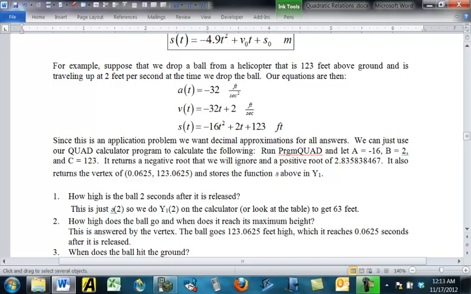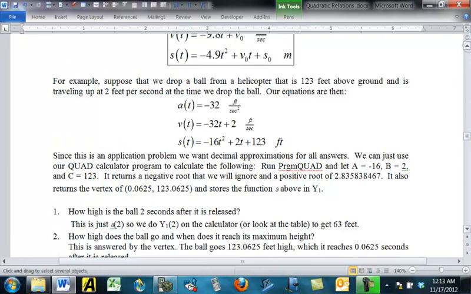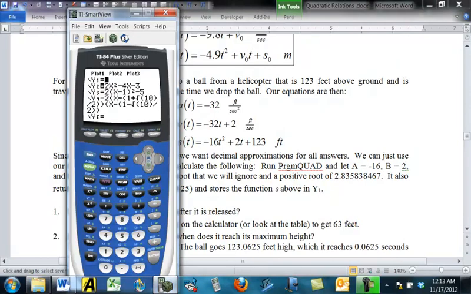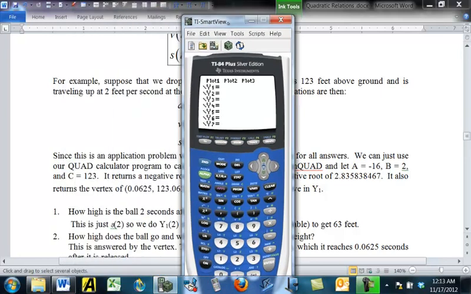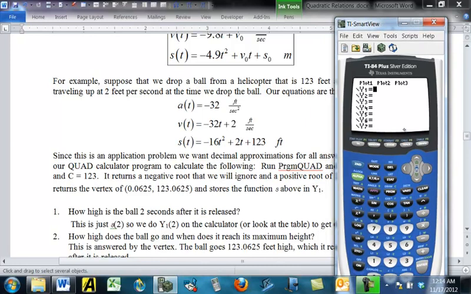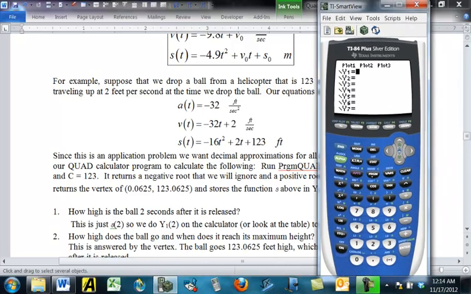So how high is it at 2 seconds? Well, one thing I could do is just plug these in. Let me just do it this way. There's no need to plug the acceleration in, but I'll let y1 be the height, negative 16x squared plus 2x plus 123. And I'll put the velocity, in case I need it in a minute, as negative 32x plus 2. We'll put that in as y2.